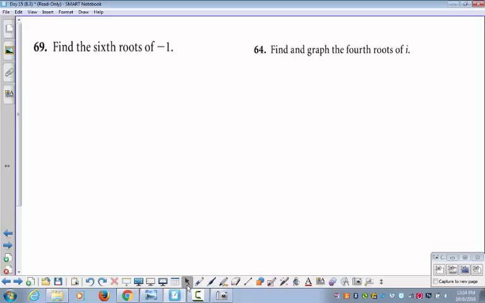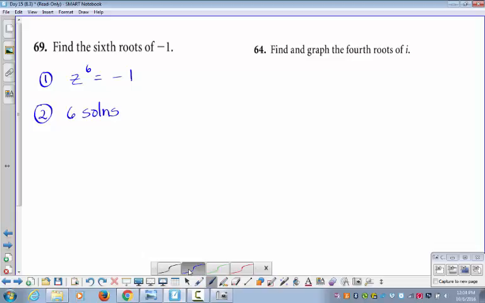Okay, these ones are actually a little bit easier. The right-hand side here is just -1. That's an easier number to convert to trigonometric form. So there's our first step. We make the equation. How many solutions? 6 solutions. How far apart? 60 degrees apart.